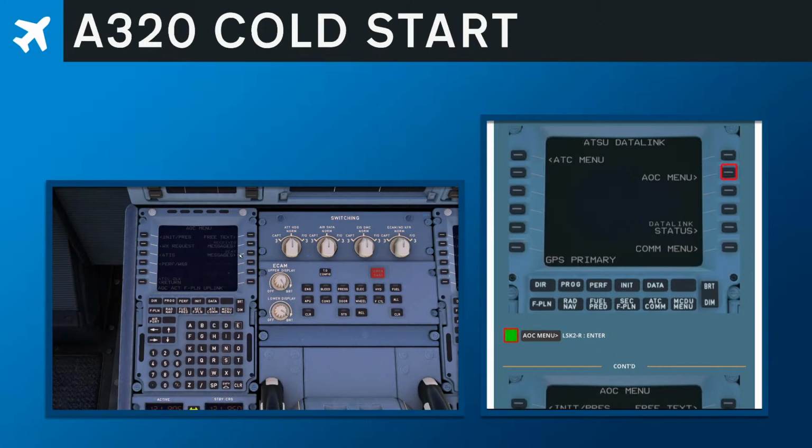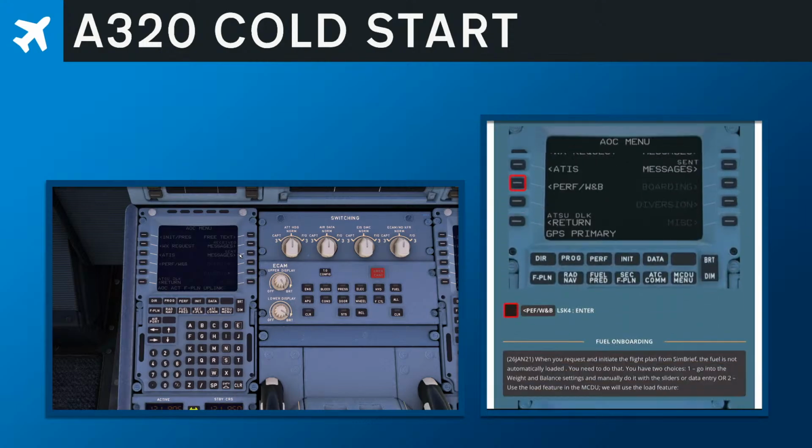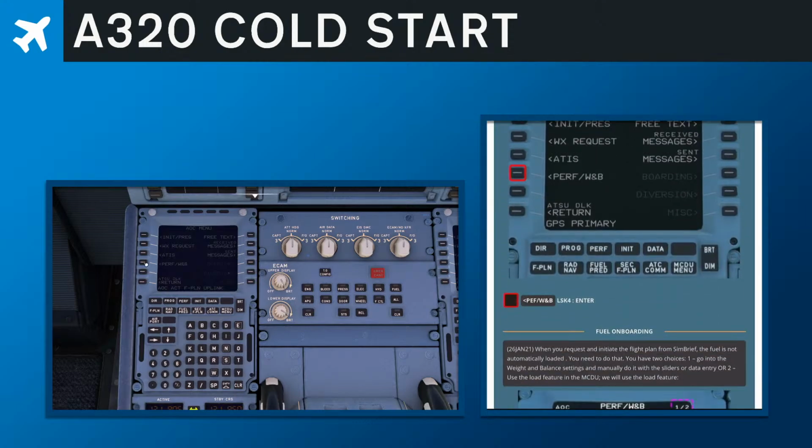which is the AOC menu. Hopefully you're following along with this. It's quite a lot to actually take in. And now we're doing performance, weight and balance, which is LSK4, 1, 2, 3, 4. Press that.